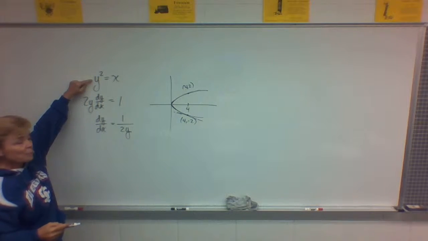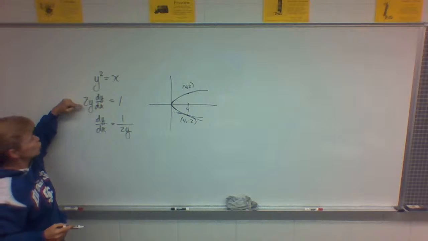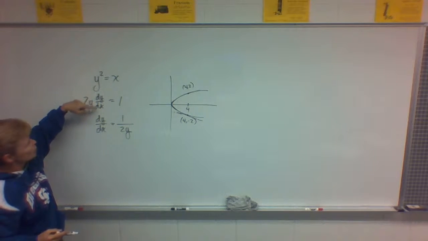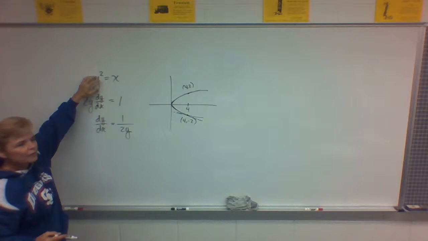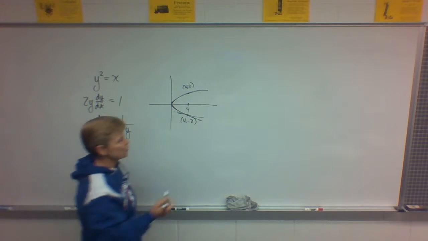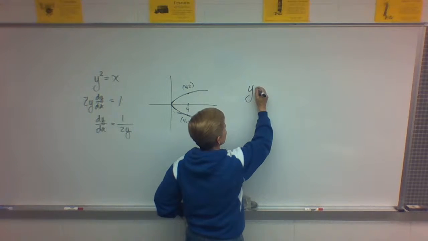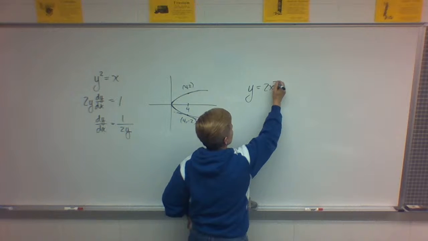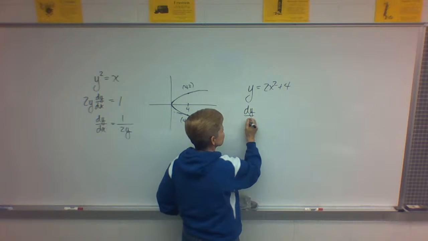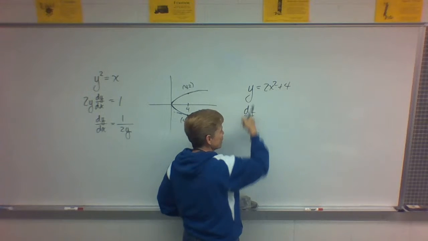The derivative of this, the macro part of this, is 2y. That's the derivative of the macro part. But the derivative of the micro part is dy dx. Because the micro part is y. And what's the derivative of y? dy dx. Let me show you. If you have something like this, I don't know, y = 2x squared plus 4. Isn't the first thing we write dy dx? Isn't that the derivative of y with respect to x?